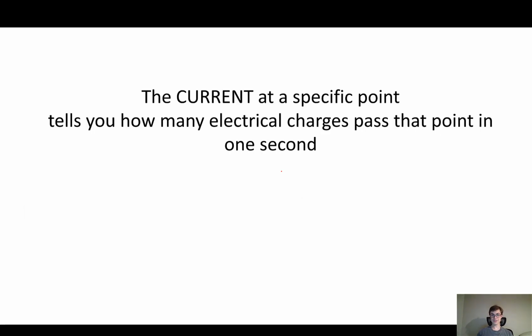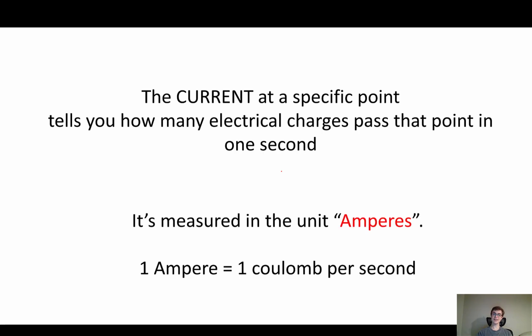The current at a specific point tells you how many electrical charges pass through that point in 1 second, and it's measured in the unit ampere. 1 ampere, or 1 amp, is 1 coulomb per second.